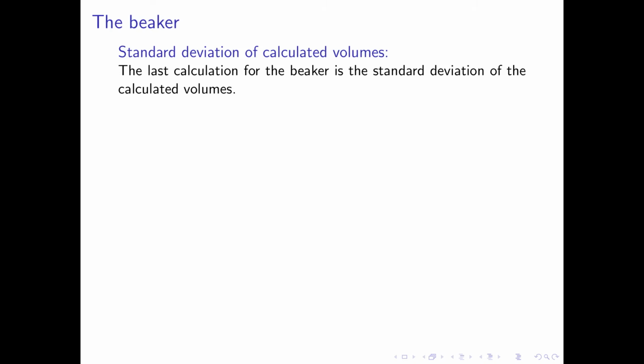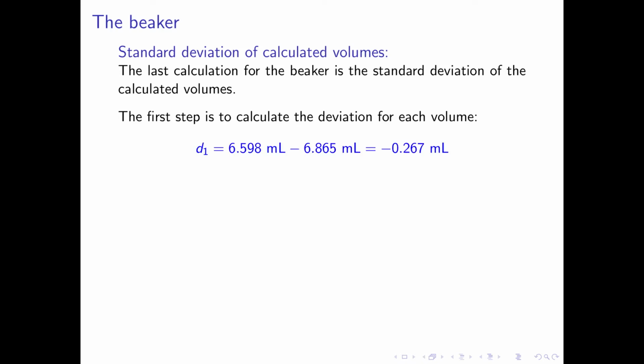Lastly, we can determine the standard deviation for the calculated volumes delivered by the beaker. The first step to this is to calculate the deviation for each volume. Recall that the deviation is merely the measured value minus the average. For the first reading, the deviation is 6.598 milliliters minus the average of 6.865 milliliters, or negative 0.267 milliliters.